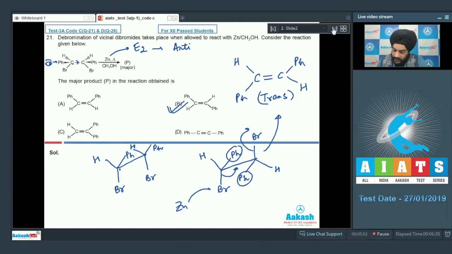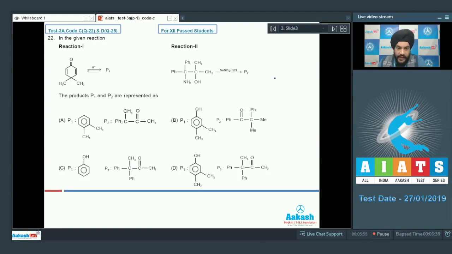Let us look at the next question. Question number 22. In the given reaction, we have been given two reactions, reaction 1 and reaction 2, and the examiner seems to be interested in the products P1 and P2 which are formed during the reaction. So if we talk about the first reaction, the first reaction involves a ketone and it is allowed to react with the acidic medium. So what happens is, the lone pairs over oxygen will attack this proton and will get protonated.